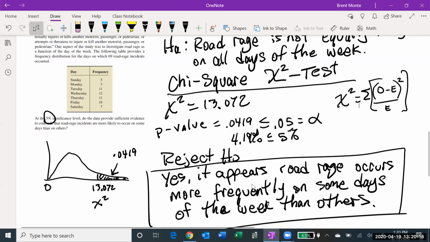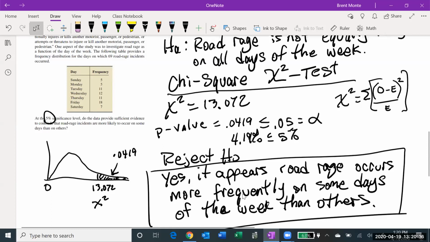So I kind of shifted it up and worded it the way the question was asked, as opposed to what I put for my alternative hypothesis. But you could have said as well, yes, it appears road rage is not equally likely on all days of the week. Again, those are equivalent. You could do it either way.